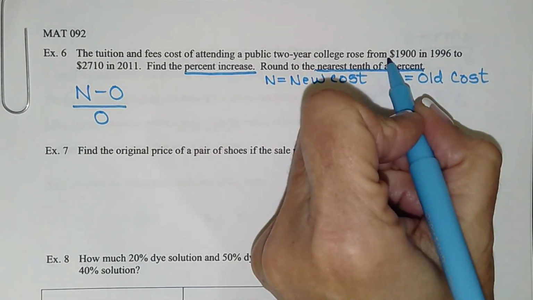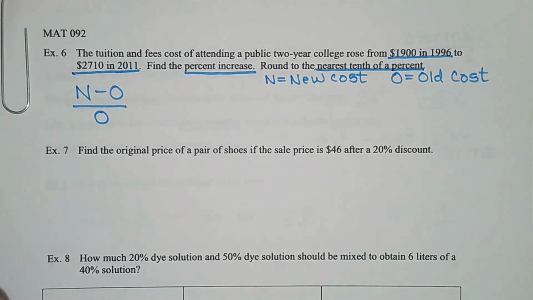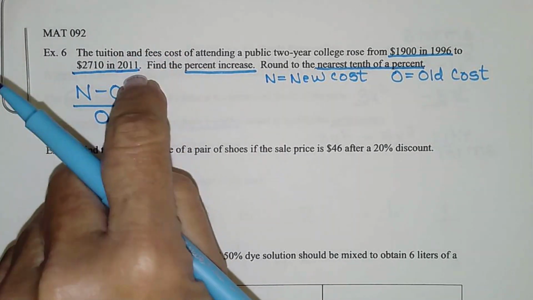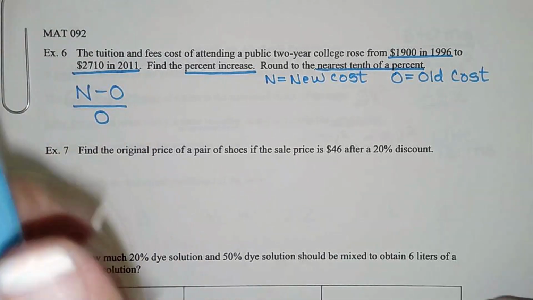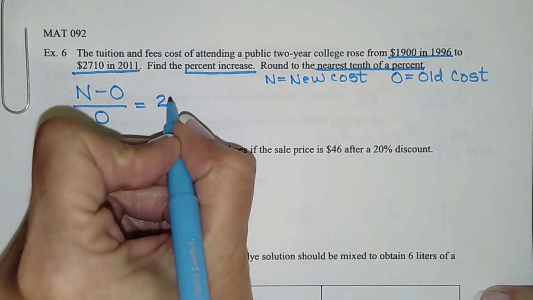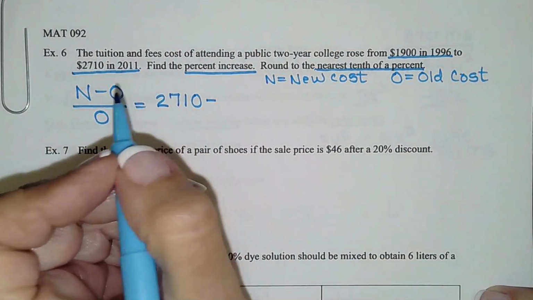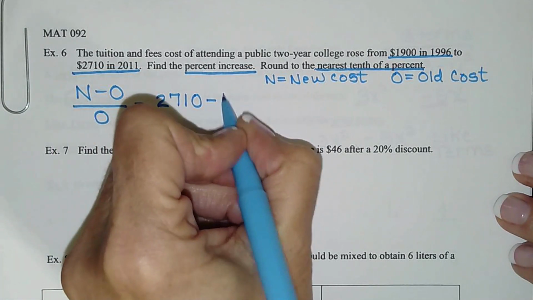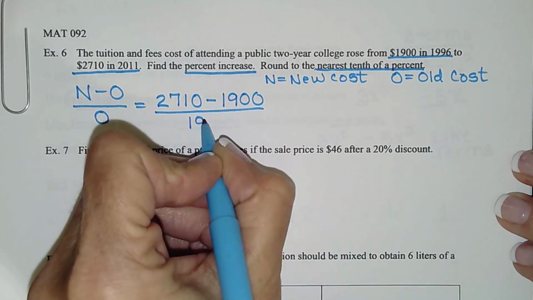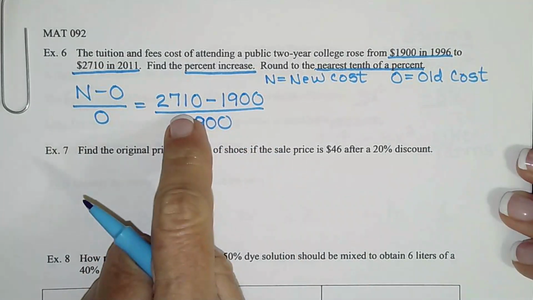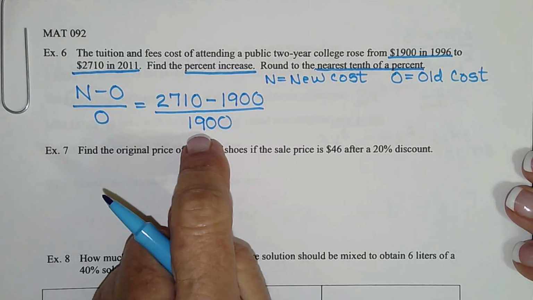So we had 1900 in 1996, 2710 in 2011. So this is more recent, so that would be called the new cost. So that would be 2710 minus the old cost, 1900. And the last number you write here is always the number in the denominator. So the two should match. So new minus old over old.